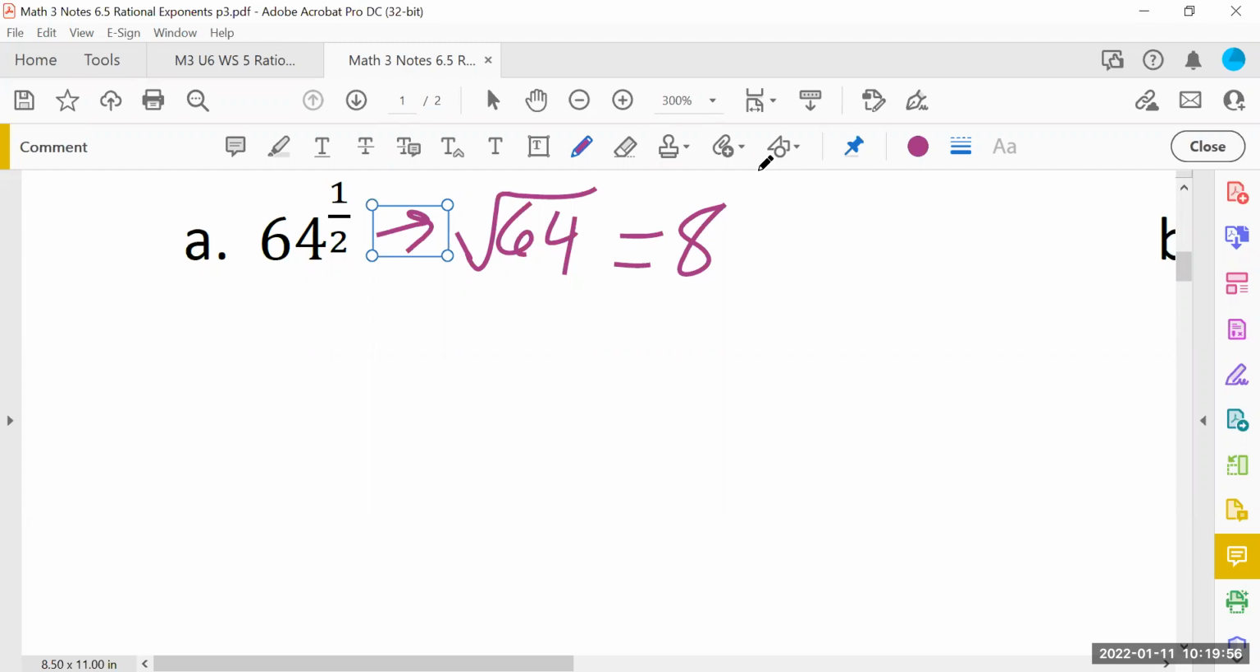instead of switching to the convention of using a square root? Can I write 64 as something to a power? Is 64 something squared? What squared? 8. Does that make sense to everybody? 64 is 8 squared.